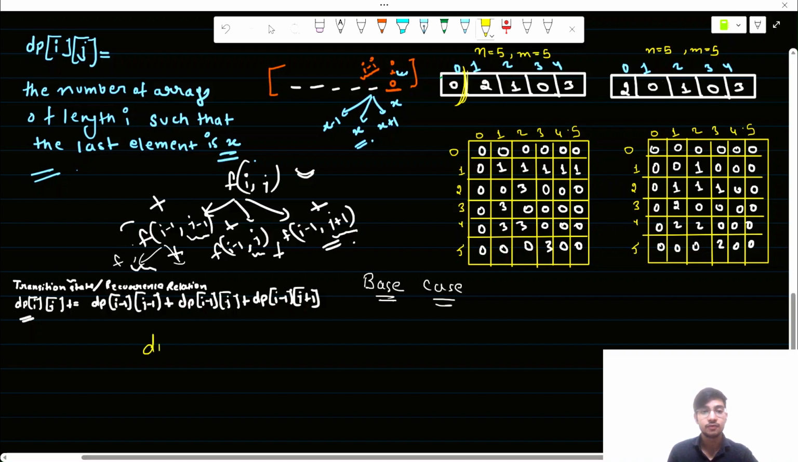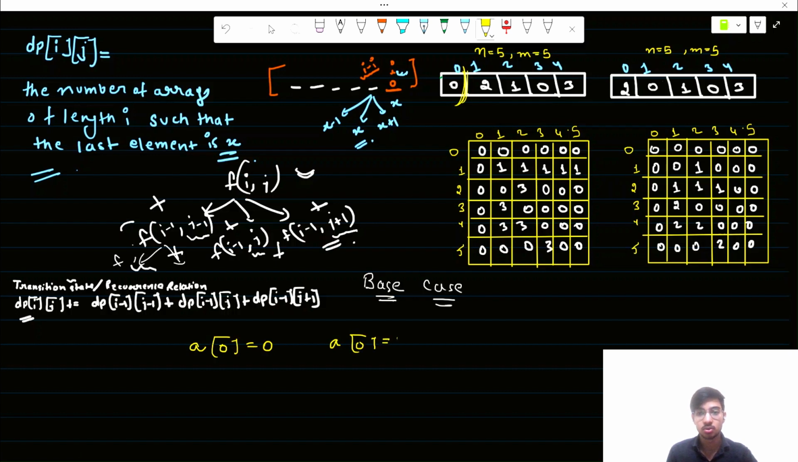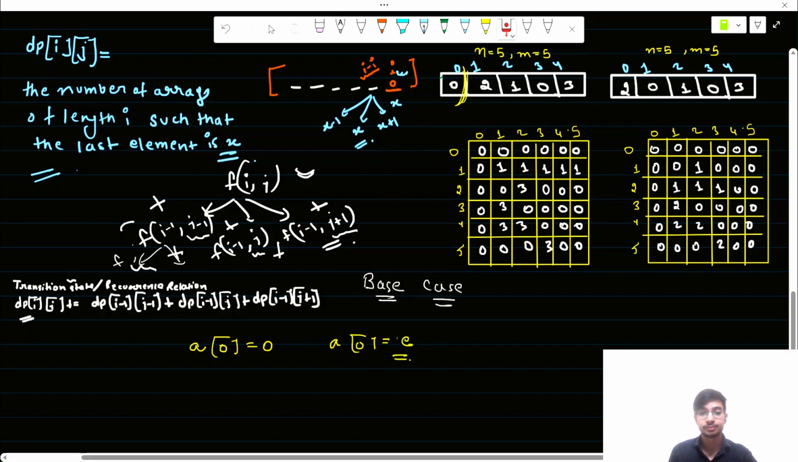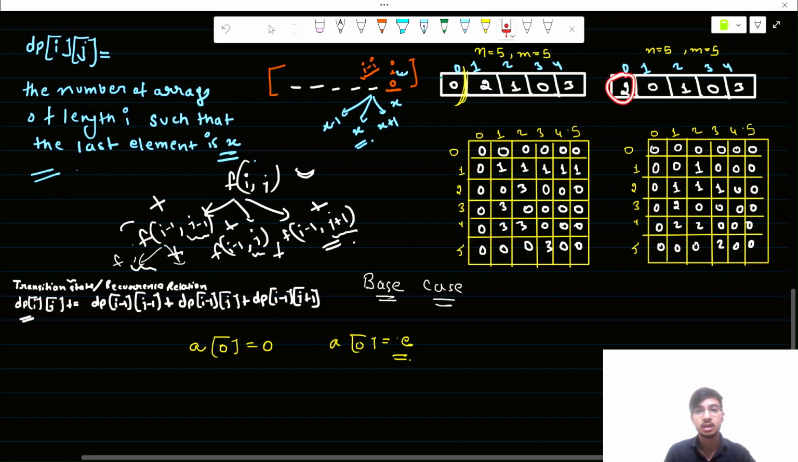There are two cases. The first element is 0 itself, or the first element is some element, suppose x, or we can say there is some element e. So here you can see that there is element 0 at the first index and there is element 2 at the first index, or if it is 0-based indexing, that is at the 0th index.